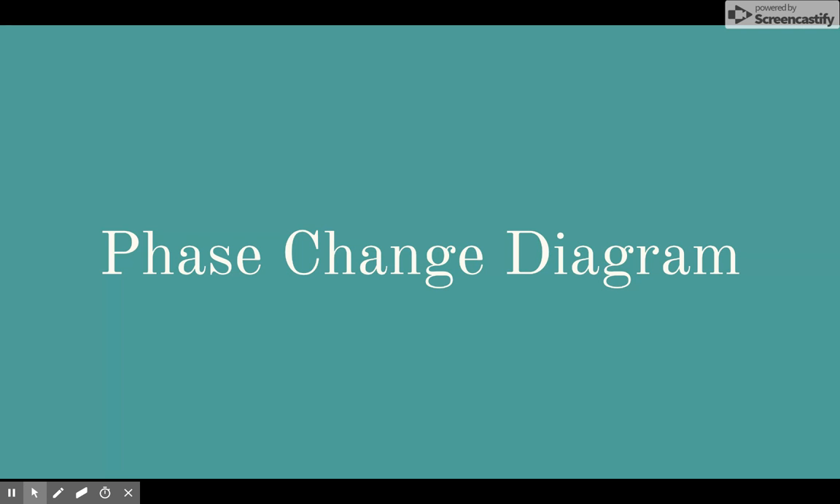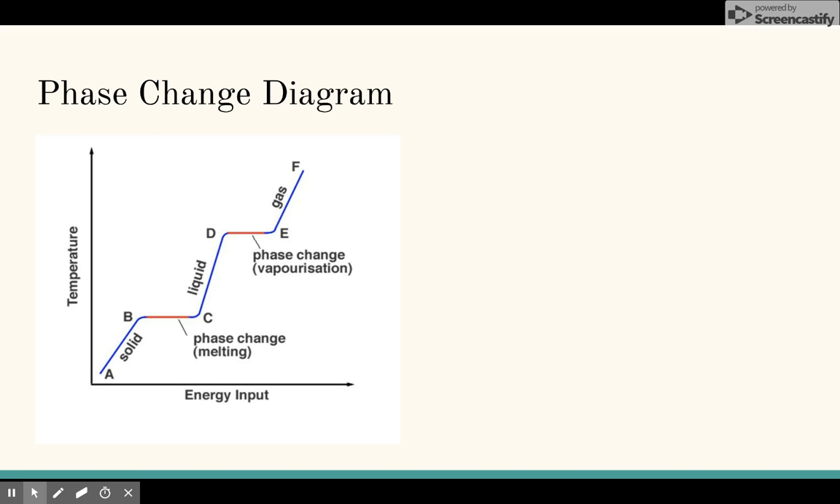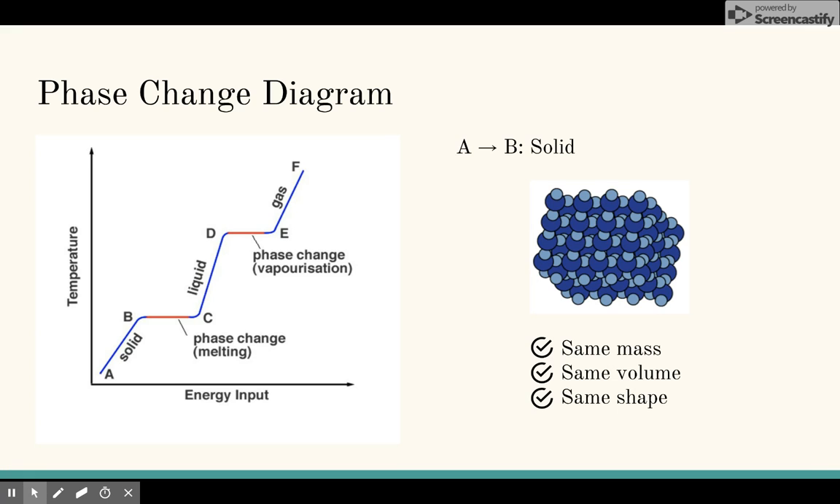The phase change diagram can be a good way to look at endothermic and exothermic reactions. It is a plot of temperature against energy input and represents the phase transformation of a matter. From A to B, the matter is in its solid phase. In the solid, molecules are rigidly ordered and do not move easily. The mass, volume, and shape stay the same.